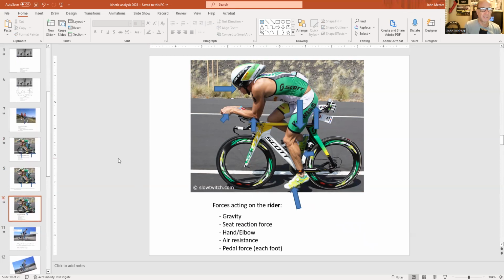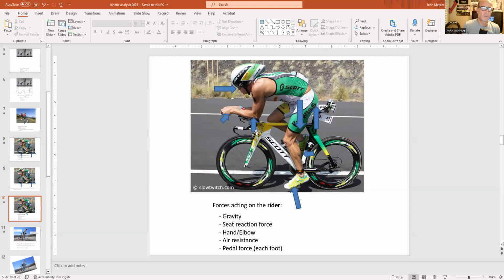Now, if we were interested in what's going on with the rider, we have some other arrows to deal with. We still have gravity, but the gravity acting on the person only, as opposed to the bike and person. We have a push on the seat. We have a push from the pedal onto the foot. We have a push of the elbow pad onto the elbow, and a push of the handlebars onto the hands as well. And then we still have an air resistance force here. But these are still all forces acting on the person.